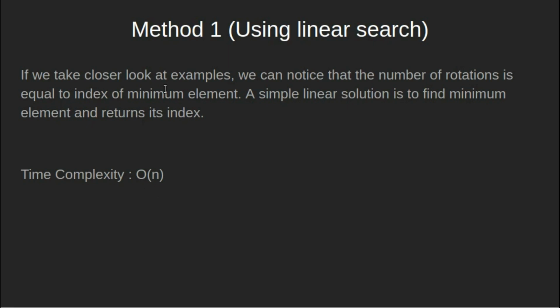If we take a closer look at the examples, we can notice that the number of rotations is equal to the index of the minimum element. A simple linear solution is to find the minimum element and return its index. The time complexity of this solution will be O(n).